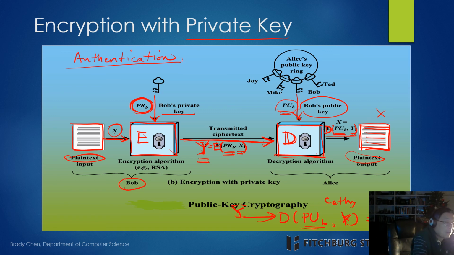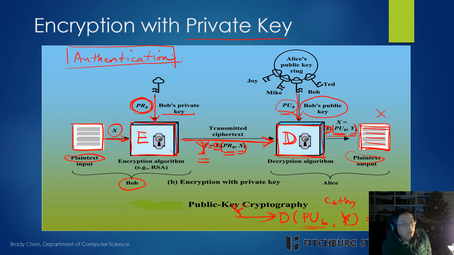Unless Bob's private key is compromised, then someone else can fake Bob's ID and send a message pretending he or she is Bob. But otherwise, if Bob keeps the private key in a safe location, then we are pretty sure that if the message can be decrypted using Bob's public key, that message must be sent by Bob. That's called authentication. Authentication also is very useful.